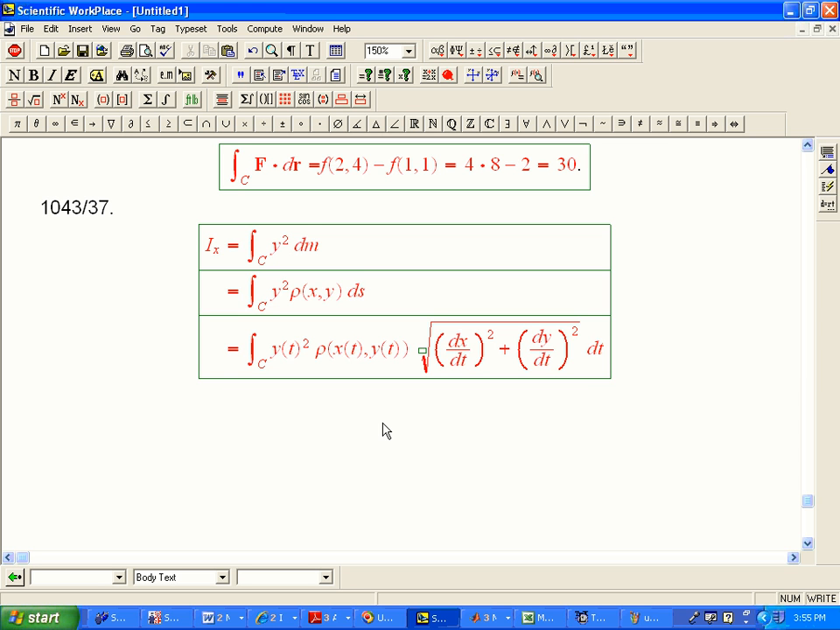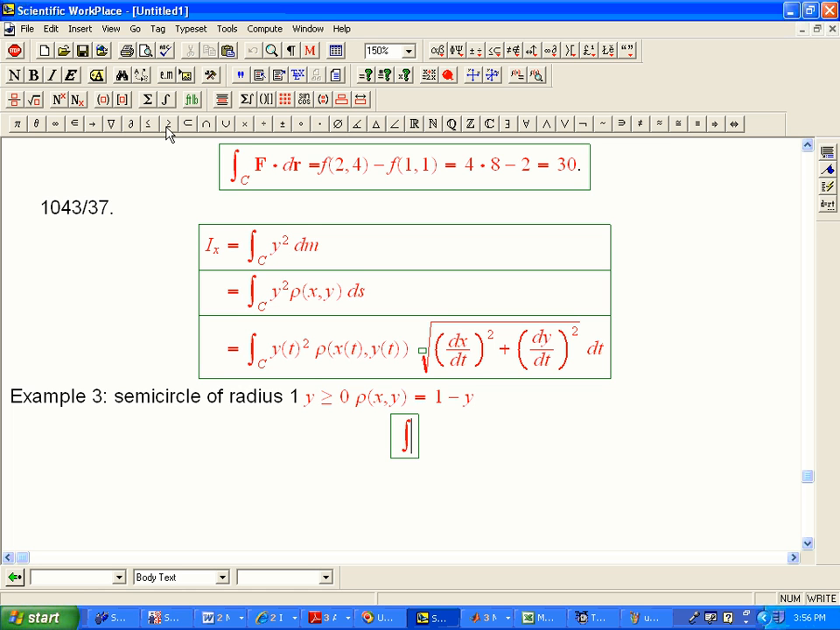So, okay, example 3. We've got the semicircle of radius 1 with y greater than or equal to 0. That makes more sense for this thing. And the density is proportional, and I'm just going to use the proportionality constant to be 1, to the distance from the line y equals 1, so that's just going to be 1 minus y.